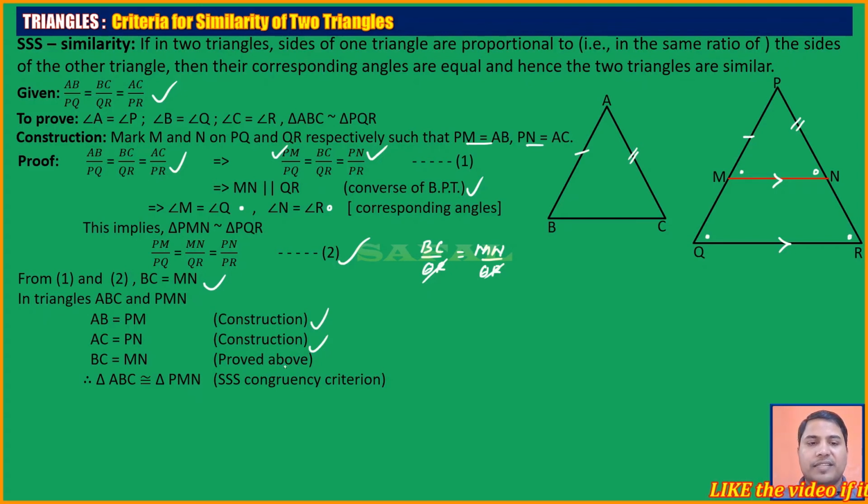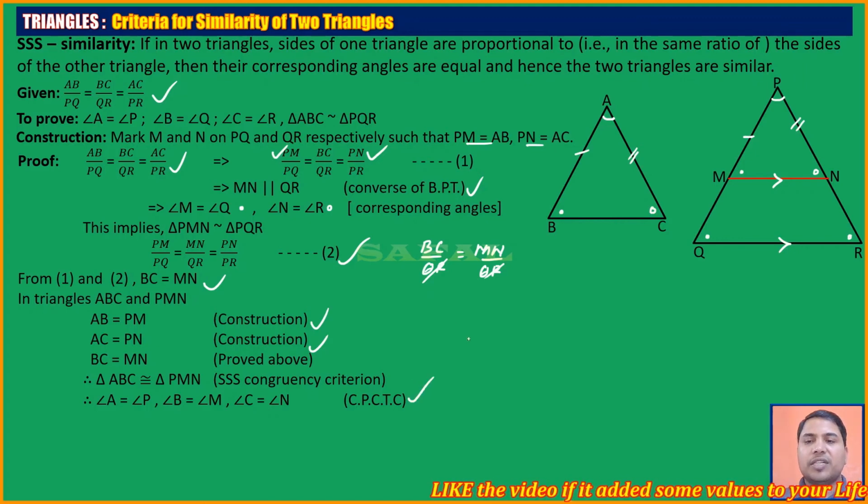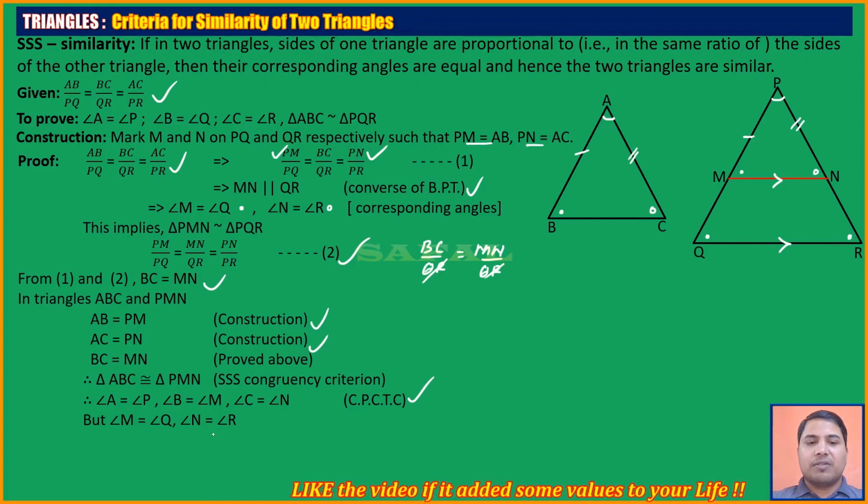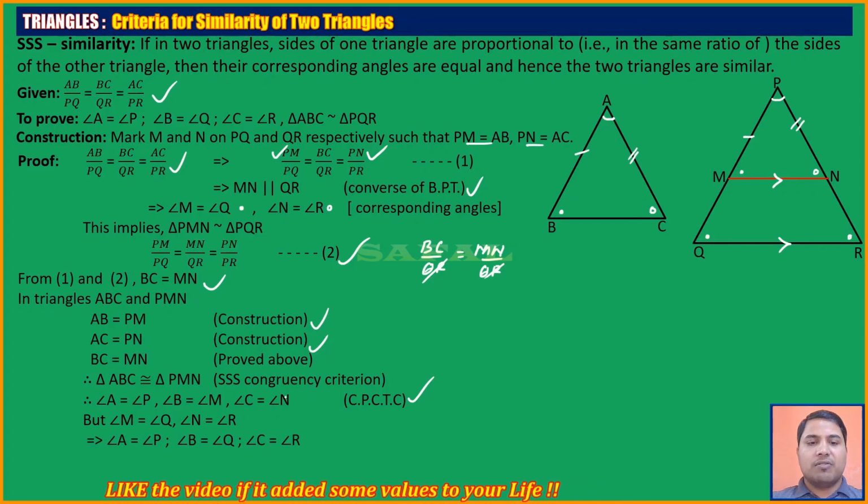So by CPCT I can say that angle A should be equal to angle P, angle B should be equal to angle M, and angle C should be equal to angle N, corresponding parts of congruent triangles. Now already we have proved that angle M equals angle Q and angle N equals angle R. So B equals M and M equals Q. So I can say that B equals Q, and C equals N equals R. So I can say that C equals what?